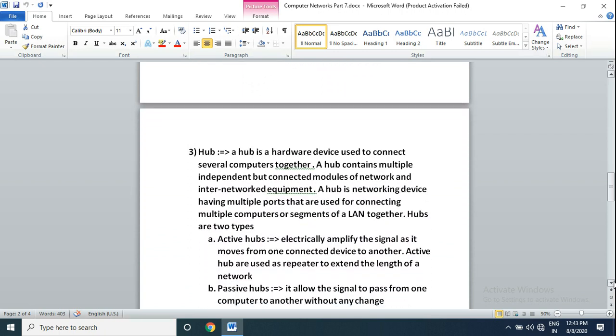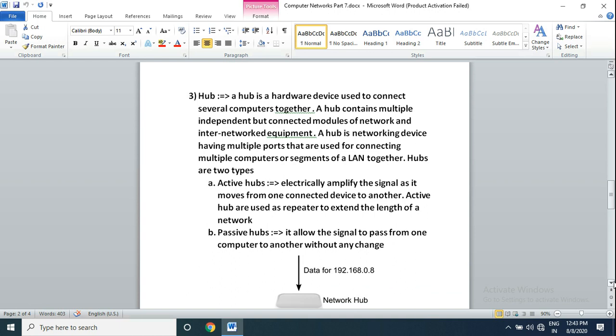Our third topic is the hub. What is a hub? A hub is a hardware device used to connect several computers together. Whenever we want to connect our server with multiple computers, we use a hub. A hub contains multiple independent but connected modules of network and inter-network equipment. A hub is a networking device having multiple ports that are used for connecting multiple computers or a segment of LAN together.